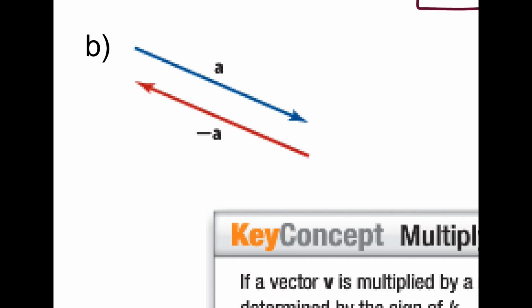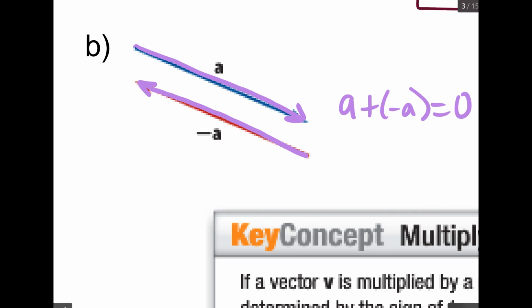All right, so B. What do you notice about negative A and A? They're opposite vectors. If I do A plus negative A, that's 0. It's a zero vector.